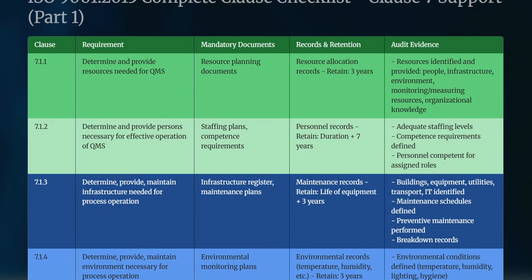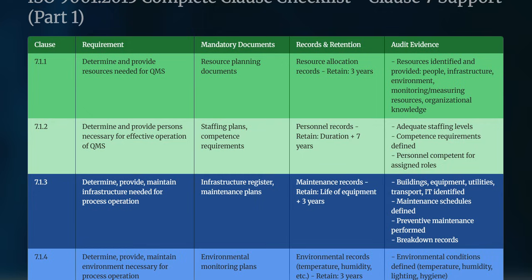For clause 7.1.2, it requires you to determine and provide persons necessary for effective operation of the QMS. The documents required here: you need to have a staffing plan and competence requirements documents, and you need to have personnel records, and retain those records during the employment of the personnel plus 7 years. During the audit, you need to present evidence that adequate staffing levels are available, that competence requirements have been defined, and personnel competence for assigned roles.